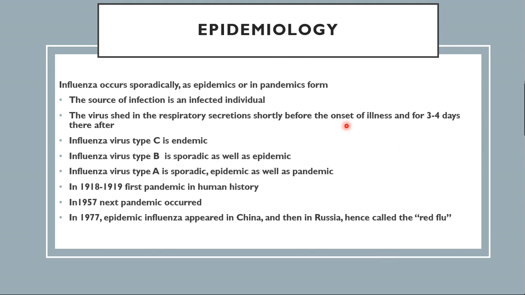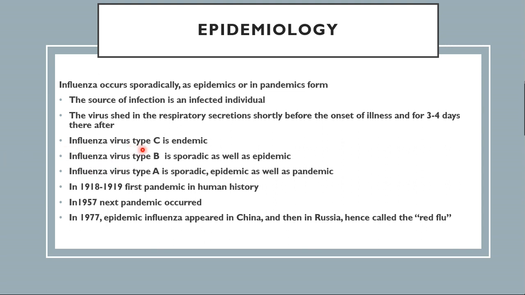Then moving to the epidemiology. So here the epidemiology is mainly going to be either sporadic, or it may be epidemic or in the pandemic forms, isn't it? And the source of infection is an infected individual, and the virus is shed in the respiratory secretions shortly before the onset of illness, and for about 3 to 4 days thereafter. And the subclinical infections are common.